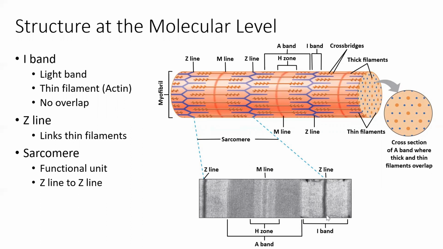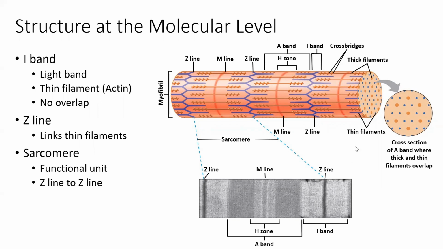Now the Z lines, as I mentioned before, are the borders of the sarcomere. The Z lines are the regions that link those thin filaments together, forming this jagged appearance, which we refer to as the Z line. And then lastly, the functional region, or the definition of a sarcomere, is the confines of one Z line to another Z line. That region is one sarcomere. And we can see that there are many sarcomeres spanning the length of this myofibril, each of them separated by these Z lines.